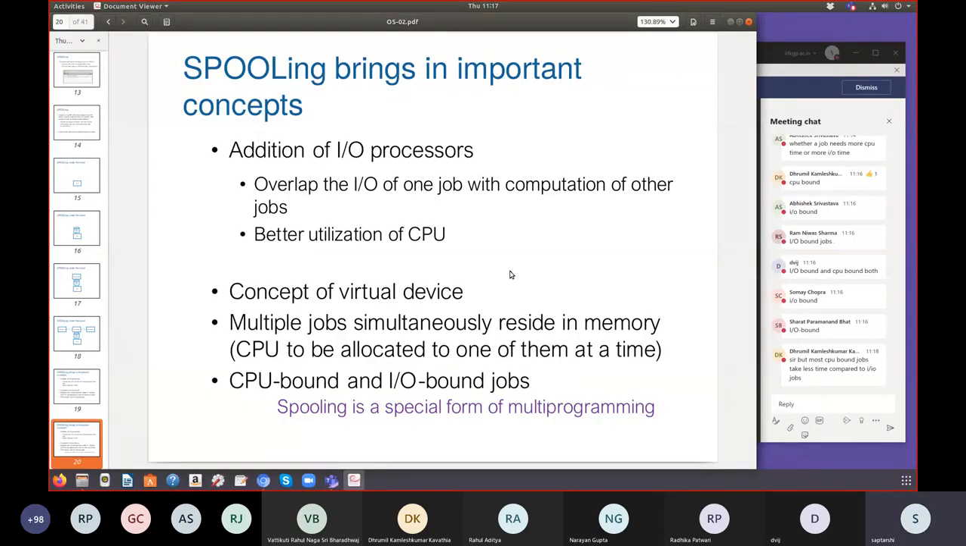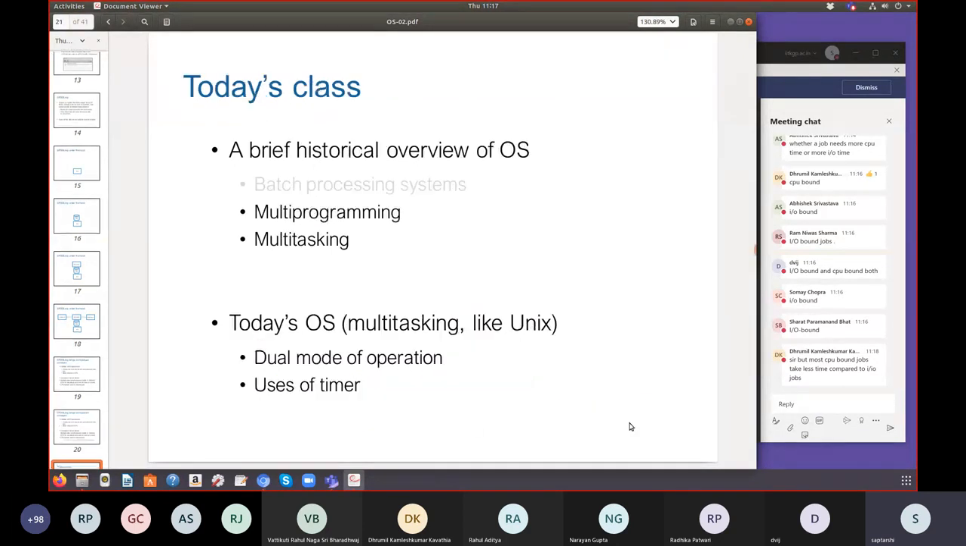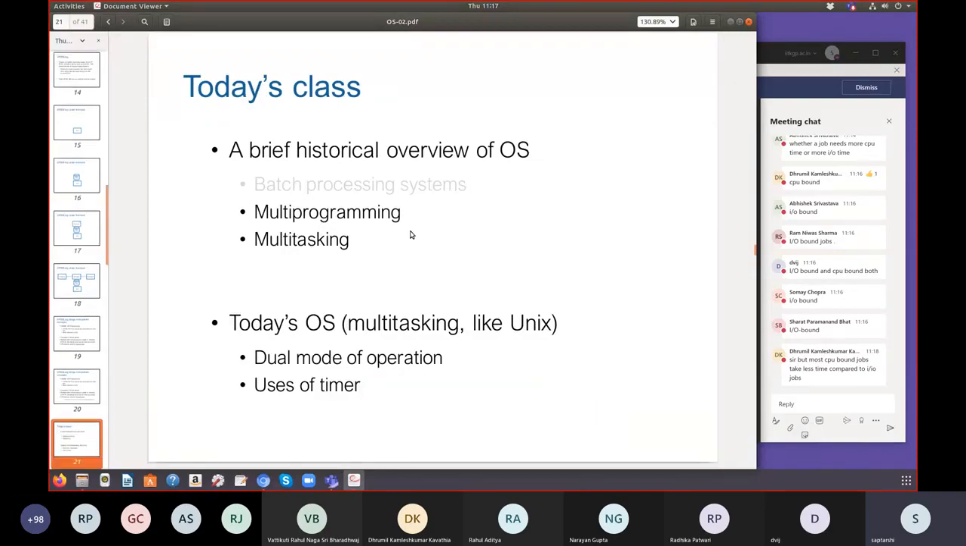Let's proceed. Now, spooling is a special form of what we call multi-programming. So let us understand what multi-programming is. This is kind of another stage in computing systems. The first one was batch processing systems, where only one job used to be loaded in memory and every other job has to wait until that finishes. The second logical stage came as multi-programming. Spooling was a special case of that. So what is multi-programming?